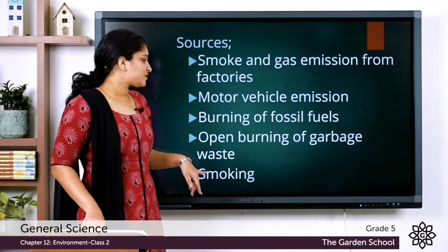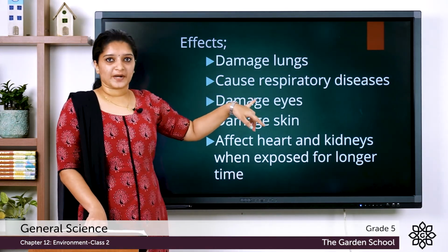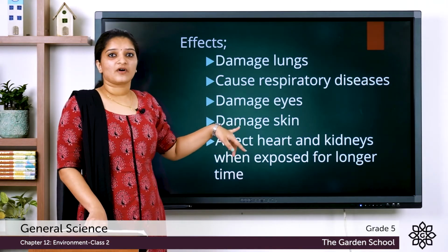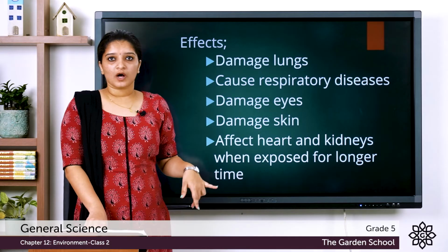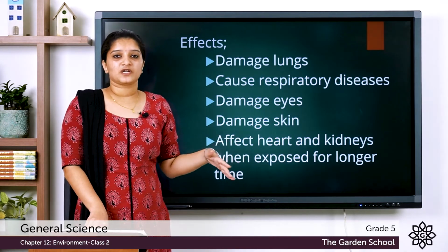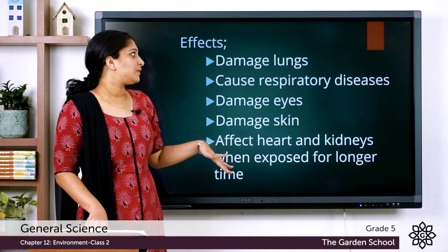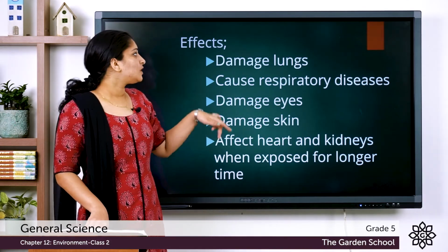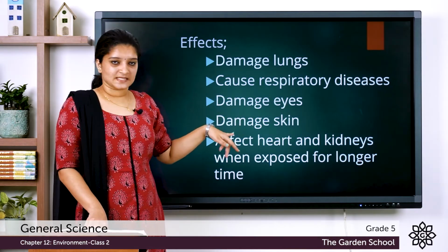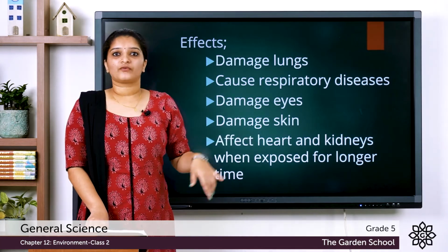Now let's see the effects of air pollution in human beings. It affects the lungs of human beings, it causes respiratory diseases, it damages eyes, it damages skin, and it affects our heart and kidneys when exposed for a longer time. So, when a human being or an animal is exposed to air pollutants for a longer time, it can gradually affect the heart and kidneys of the individual.